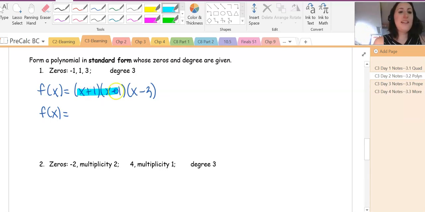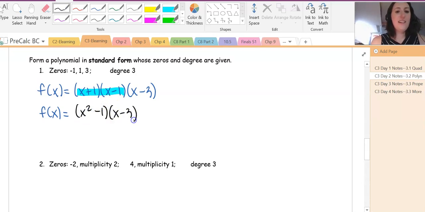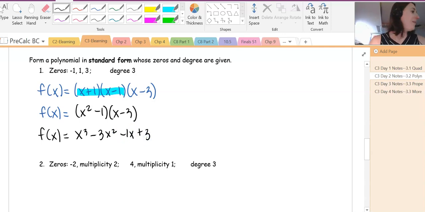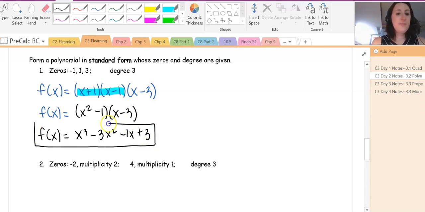And we'll FOIL this out. Okay, and then you'll just keep on FOILing. So that'll be x cubed minus 3x squared minus 1x plus 3. And I think that looks good. Okay, and there you go.